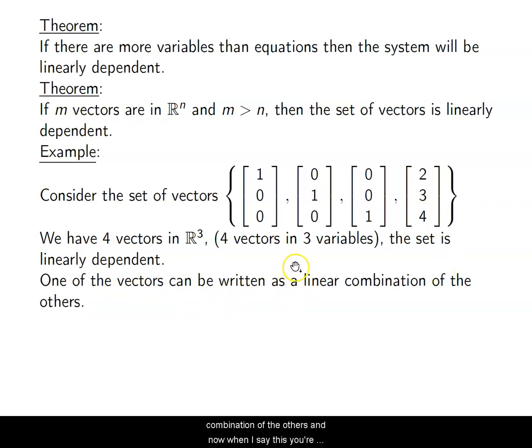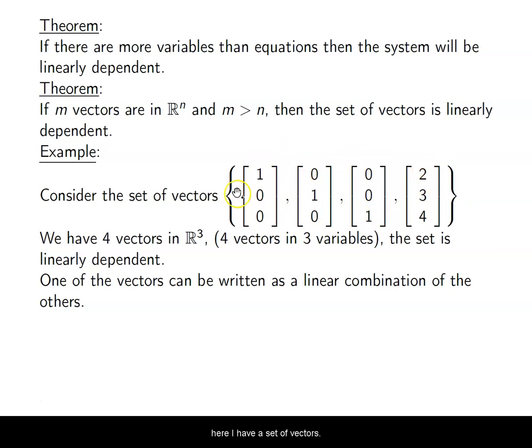And now when I say this, you're probably saying, oh yeah, this one can be written as a combination of these because these are unit vectors for R3. If I multiply this times 2, multiply this times 3, multiply this times 4, and add them together, I will get this vector. So you see how linear independence and spanning sets go together. If I have a vector that is in my spanning set, right, if it can be generated by my spanning set, then that'll give me a linearly dependent set of vectors.